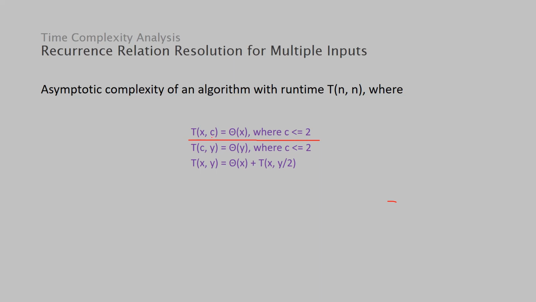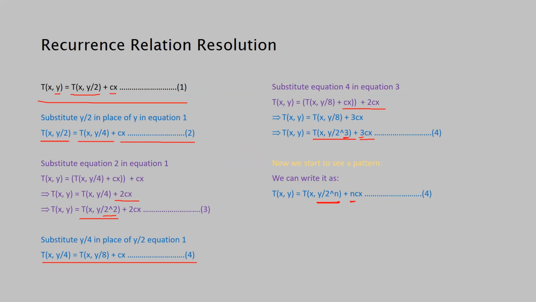So we can see here is time taken for x and c. Basically c is 2. So when we keep on dividing the second input by 2 every time, there will be a time when the second input will be equal to or less than c. So then our time complexity will be theta of x. So this is the base case here.